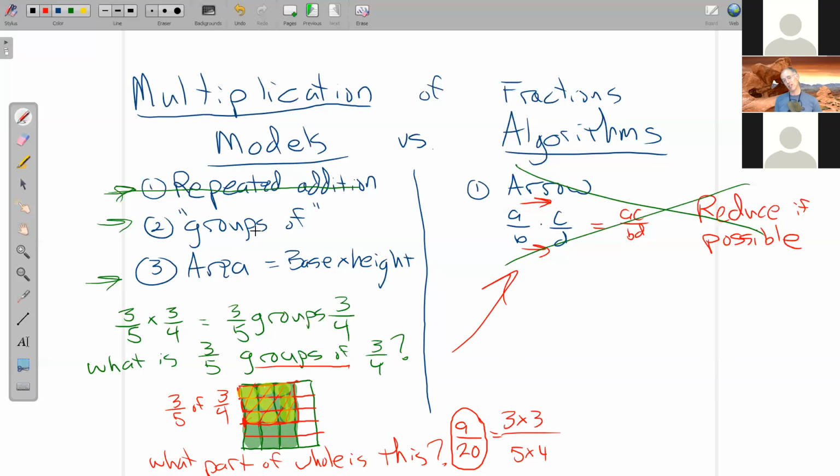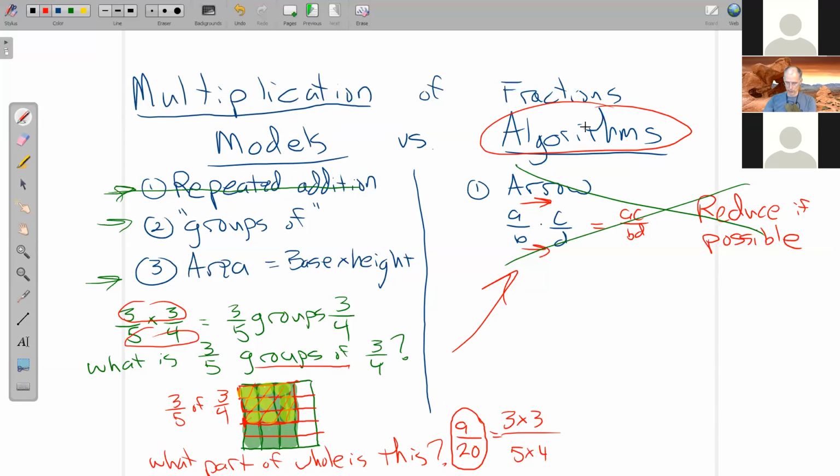So after we repeatedly do a whole bunch of examples of groups of, we see, oh my gosh, the numerators always multiply and the denominators always multiply. That always works, cool. So first we need physical meaning. Once we have the physical meaning, we hope we see a pattern. That pattern leads to an algorithm.